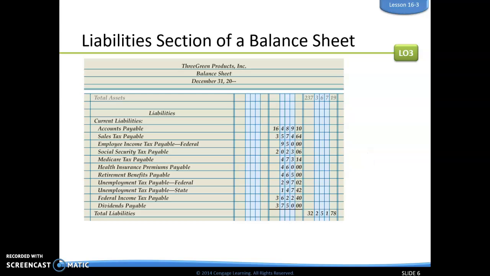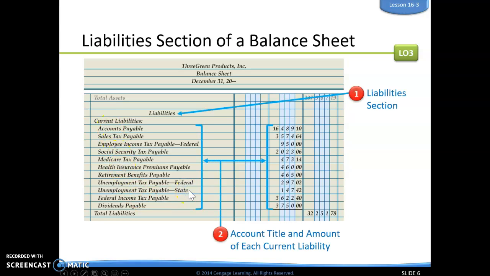So on our balance sheet, we are going to list our liabilities, and we're going to list all of our current liabilities. If you notice in this example, we have no long-term liabilities, so we don't have to worry about that here. We're going to list all of our current, we're going to add them up, and we're going to list that as our total liabilities.